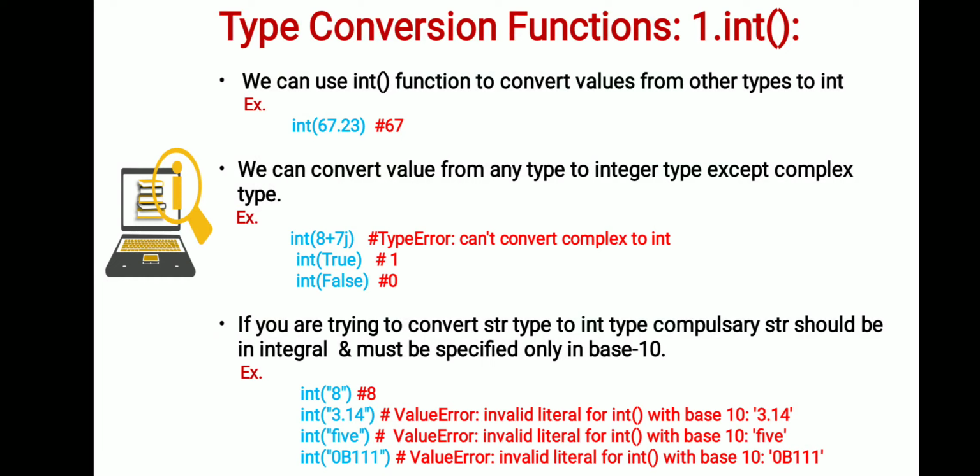Then second example, you can see int of True, so we get the output as 1, because internally boolean values True and False will be taken as 1 and 0 respectively. Okay, it means the Python interpreter will consider True as 1 and False as 0. So if we are converting int of True, automatically it will be converted into 1, and then int of False will be converted into 0.